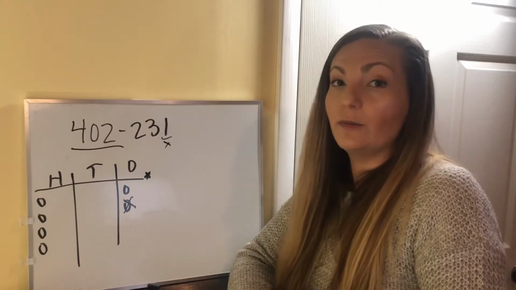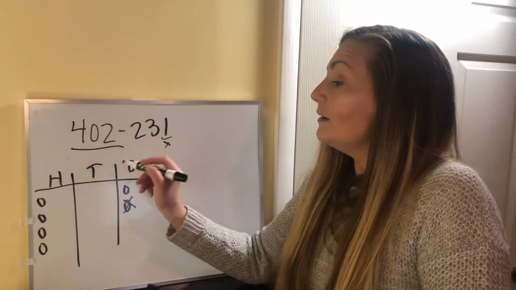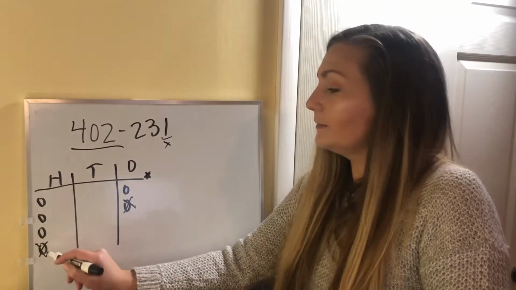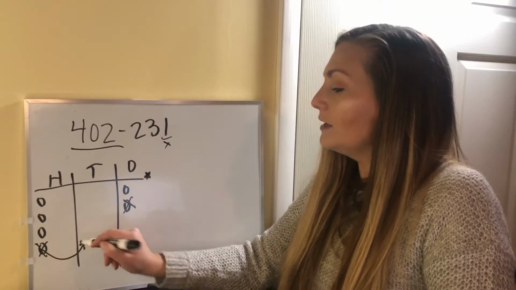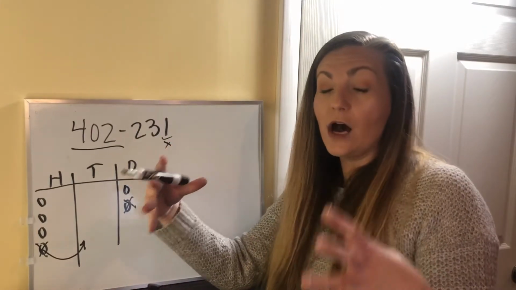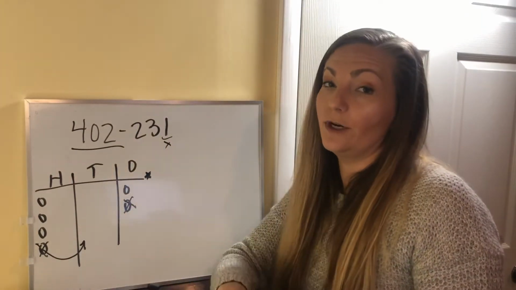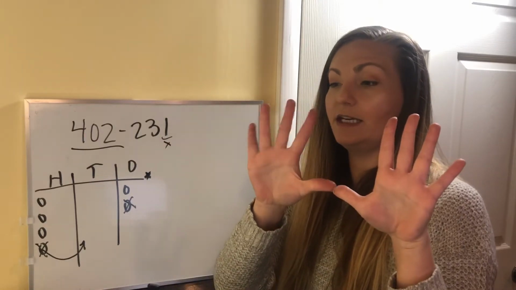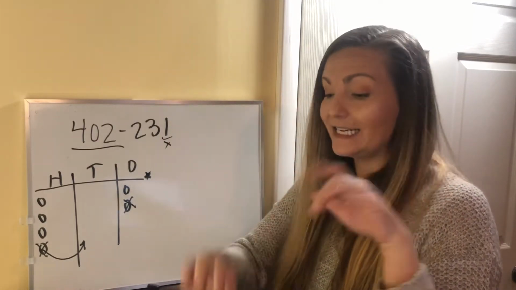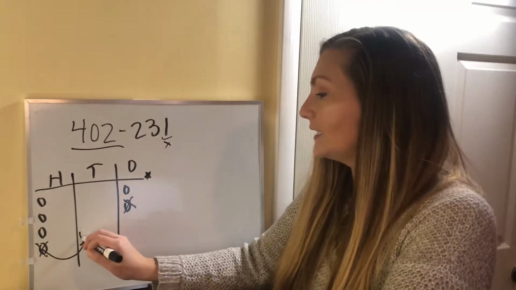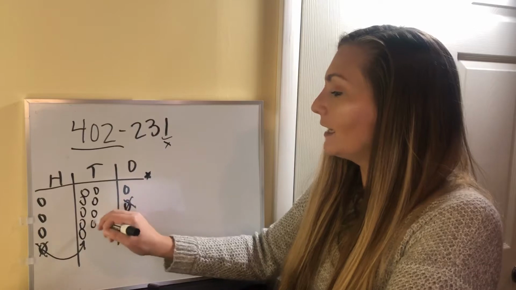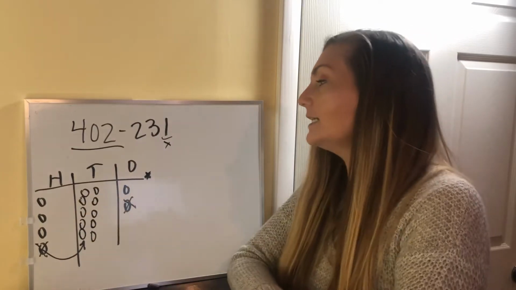So who do we go to borrow? We always have to go to the bigger number. So we're going to take 100 from him and we're going to break this 100 apart. When we unbundle that 100, how many tens are in 100? 10, 20, 30, 40, 50, 60, 70, 80, 90, 100. We have 10 tens in that 100, so I need to draw those 10 tens. 1, 2, 3, 4, 5, 6, 7, 8, 9, 10. So we've got 10 tens.